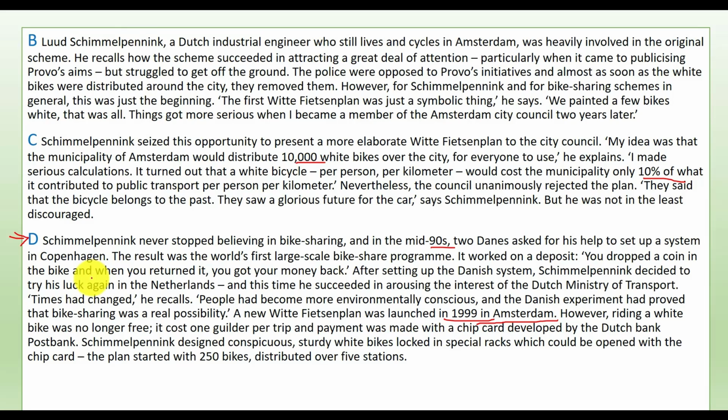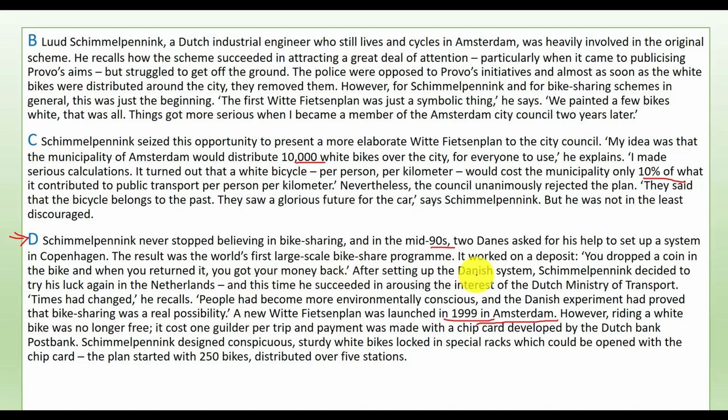Again, while you're practicing at home, practice reading just with your eyes, because you would have more speed. And because it's a tutorial session, I'm just speaking aloud and giving you some explanations. Now let's start. Even I can't pronounce these words, but it doesn't matter. It's a word. Just skip it. Never stopped believing in bike sharing. And in the mid-90s, two Danes asked for his help to set up a system in Copenhagen. The result was the world's first large-scale bike share program. It worked on a deposit. You dropped a coin in the bike, and when you returned it, you got your money back.